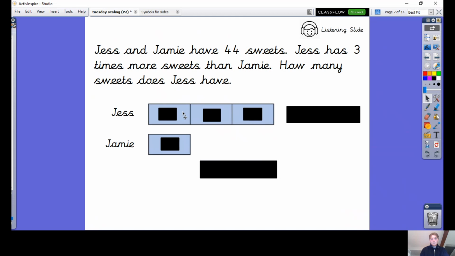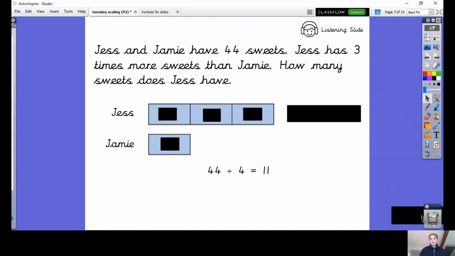So altogether, I can count 1, 2, 3, 4 parts when we combine both the bar models. So I'm going to divide by 4. I'm going to divide 44 by 4 because that's how many sweets there are. 44 divided by 4 is 11. So therefore, we can fill out the different values in our bar model. There's 11 in each part.